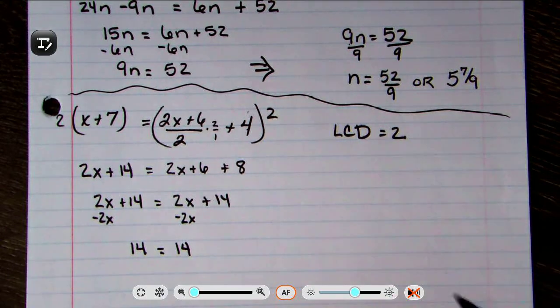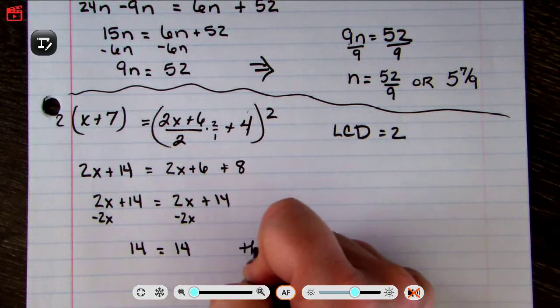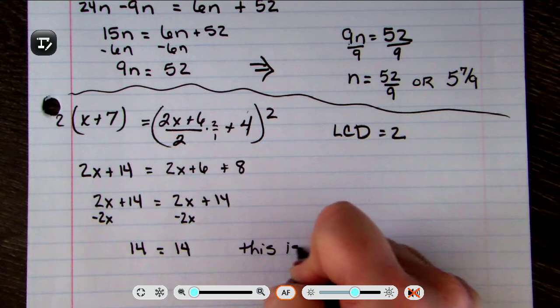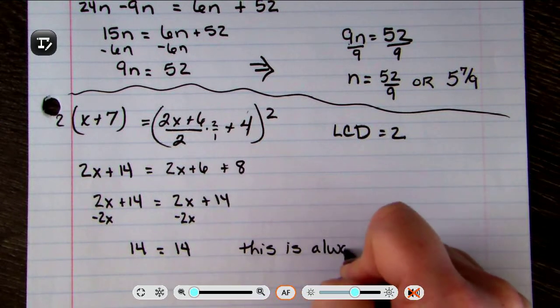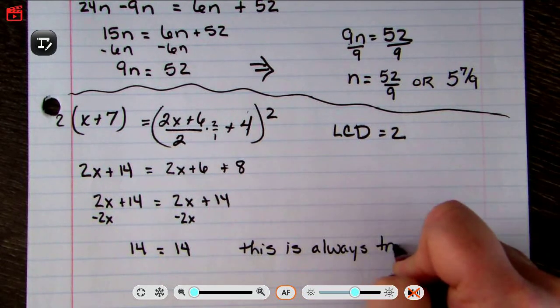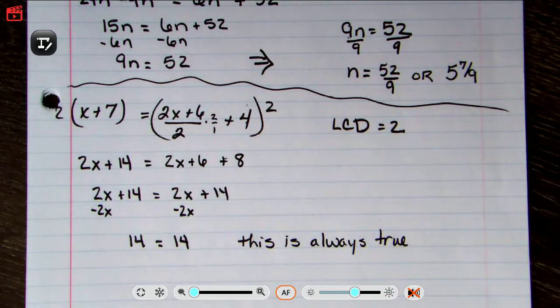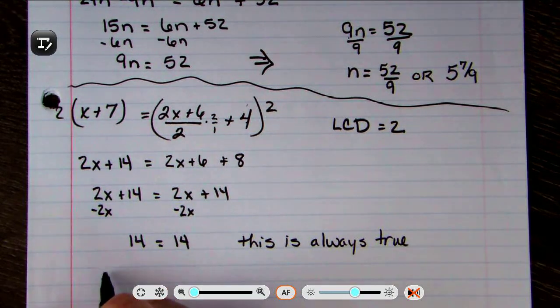This is a true statement. This is always true. Which means that no matter what value of x I substitute in there, I will get a true statement. So that means my solutions, and I do have more than one, will be all real numbers.